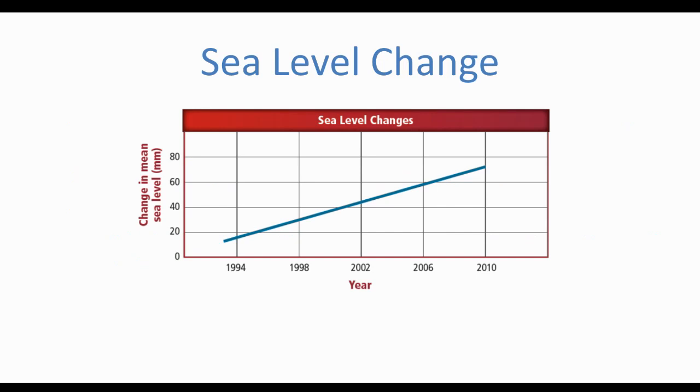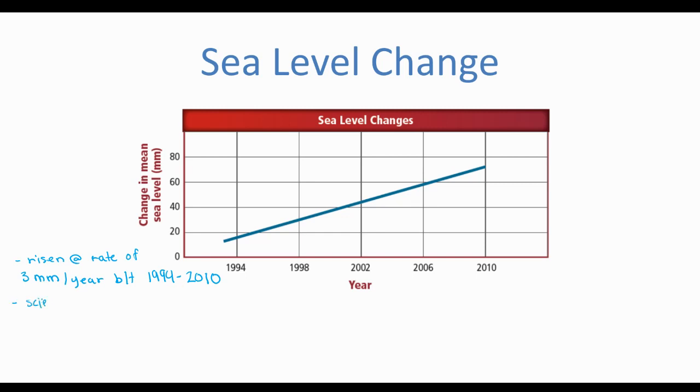So the sea level has risen at a rate of about 3 meters per year. Not meters, that would be really drastic. 3 millimeters per year between 1994 and 2010, which you can see looking at this chart. Our y-axis has the change in the average sea level in millimeters, and along our x-axis we have the year, and you can see that it has definitely made a change.